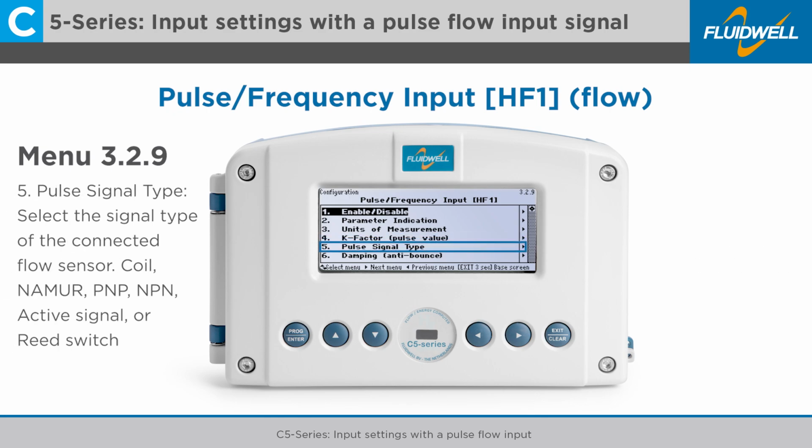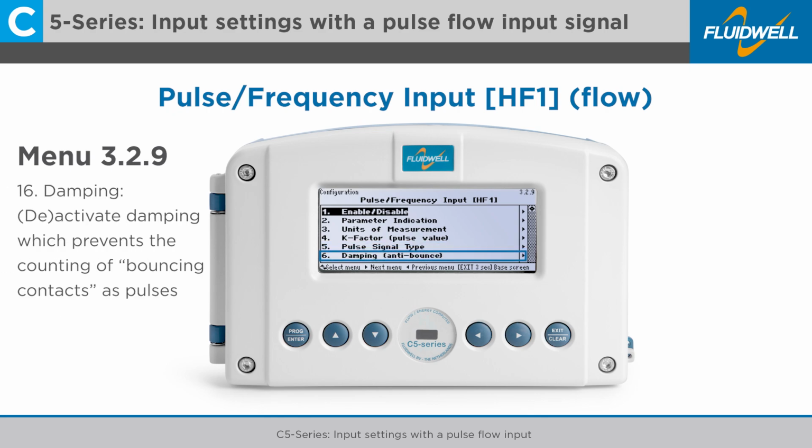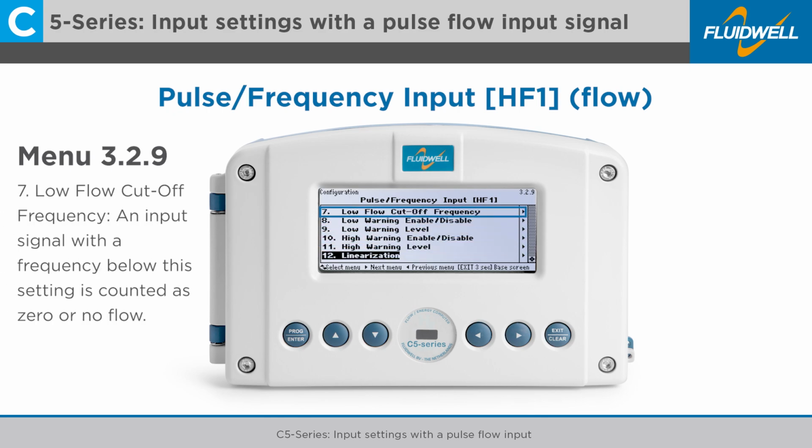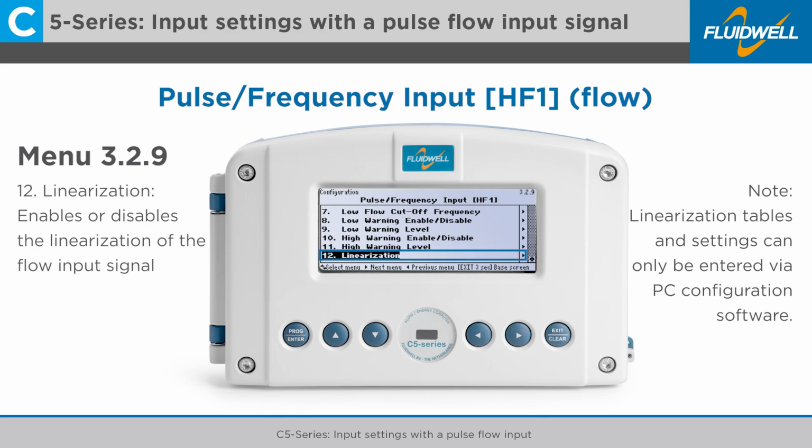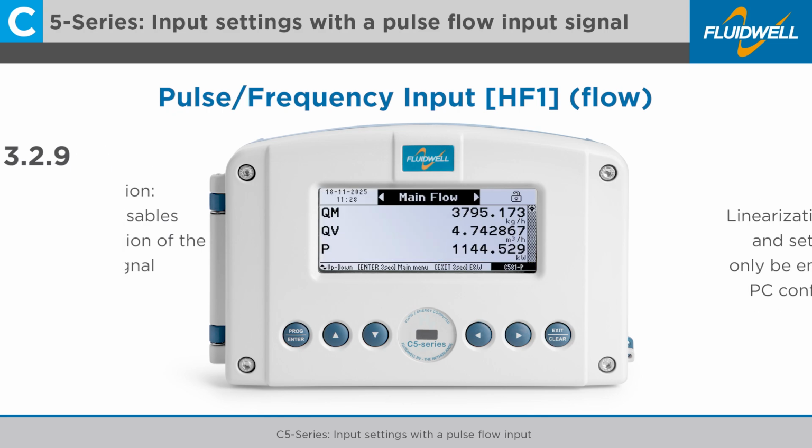5. Pulse signal type. Select the signal type of the connected flow sensor: coil, NAMUR, PNP, NPN, active signal or reed switch. 6. Damping. Activate damping, which prevents the counting of bouncing contacts as pulses. 7. Low flow cutoff frequency. An input signal with a frequency below this setting is counted as zero or no flow. Linearization. Enables or disables the linearization of the flow input signal.